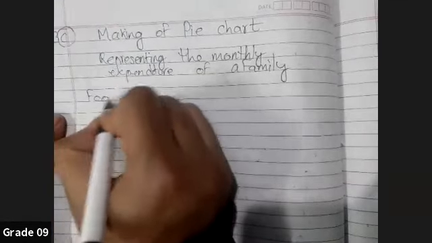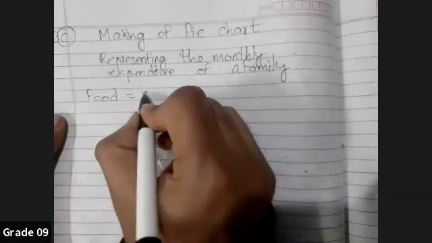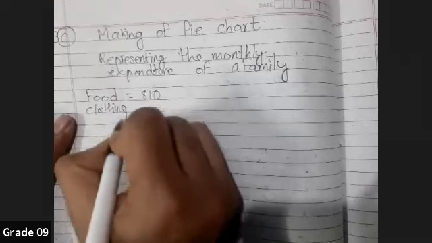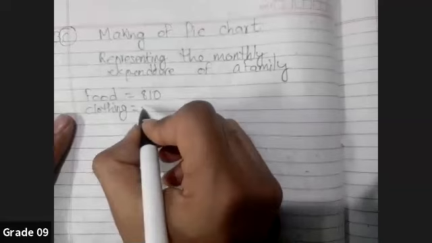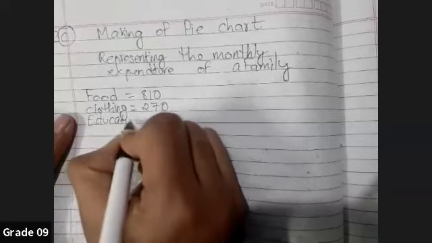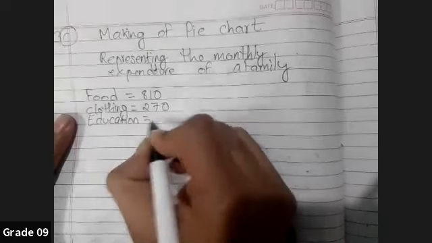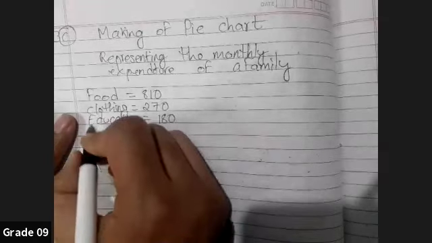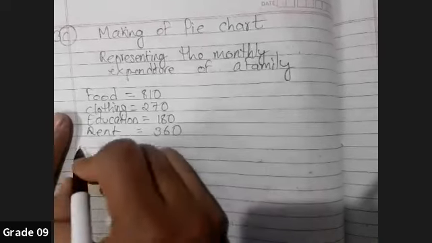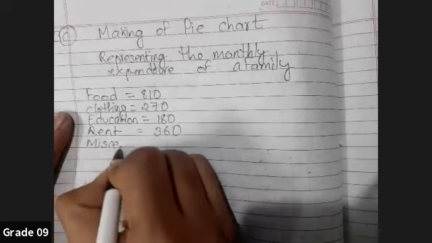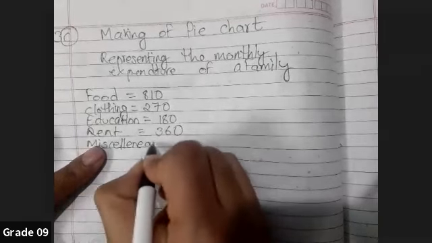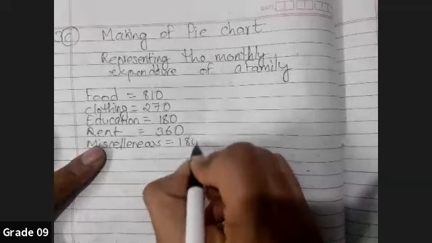So food is how much? 810. You can simply write like this. Then clothing is 270. Education is 180. Rent is equal to 360. And miscellaneous, that means other extra expenses, that is 180.